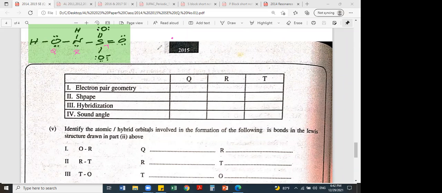Okay, so hybridization. What is the hybridization? Q is sp3, because there are 4 valence pairs. So it's sp3. Q sp3, and R will be again sp3, no? R will be sp3, and S will be T.